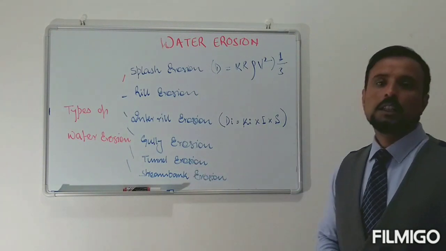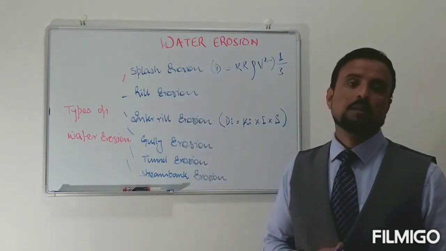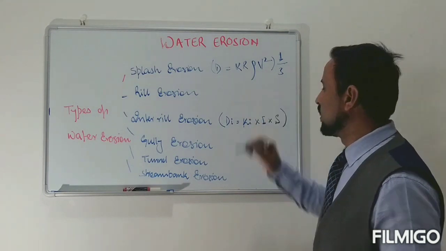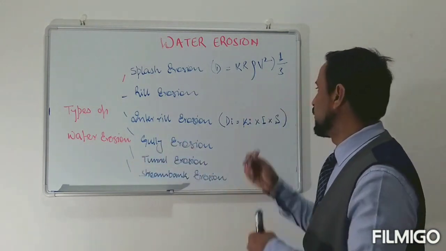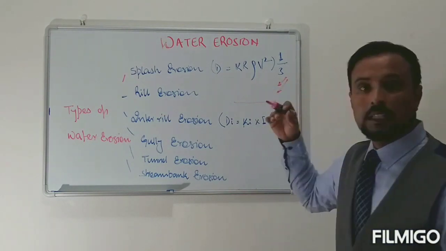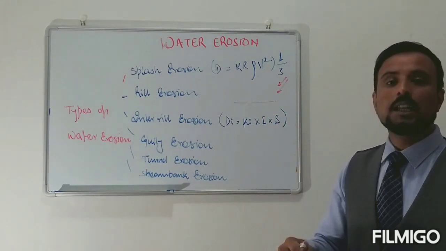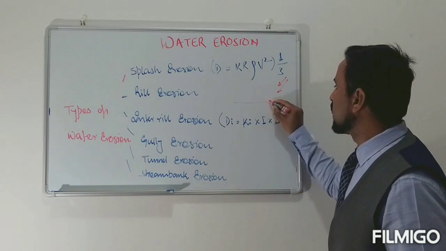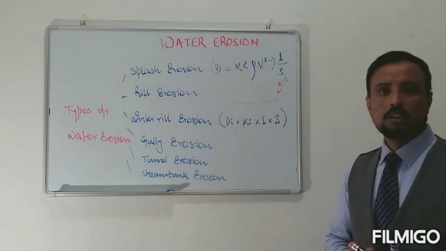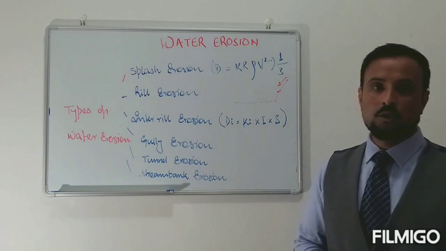By the name it is clear, splash erosion is a kind of erosion in which a raindrop coming from the top hits the ground. Suppose this is the surface of the ground, and a raindrop is coming from the top. The terminal velocity is so high that at very high speed it hits the ground and makes a splash, kind of a phenomenon, because I told you the terminal velocity is an important factor in raindrops.